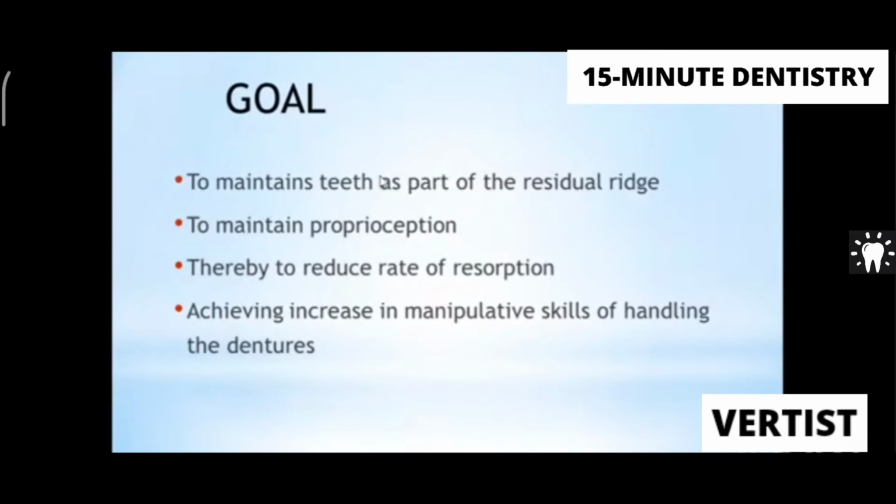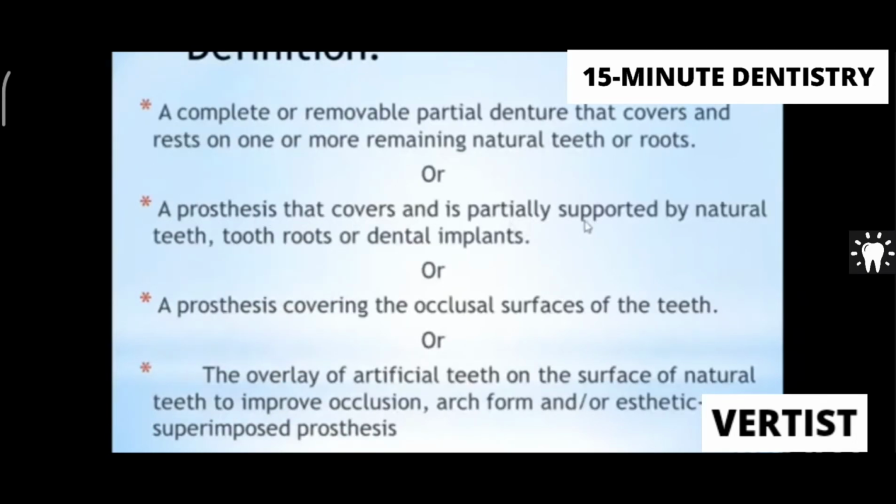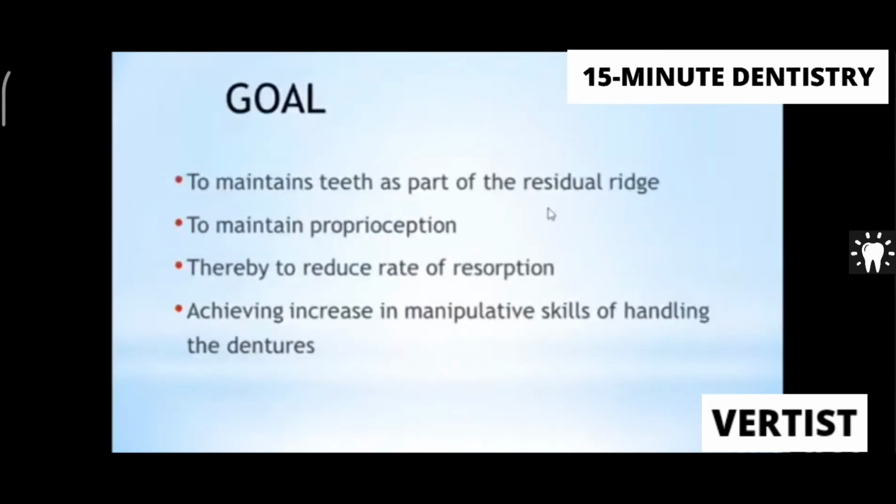What are the goals of the overdentures? So what we want is to maintain the teeth as a part of the residual ridge. This is because you saw the definition, it is only partially supported by natural teeth. Right? It is not completely supported by teeth. So you have to take the support from the residual ridge also. You want to maintain the proprioception. That is some nerve sensation you want to preserve. Right? You want to reduce the rate of resorption of the ridges. Right? And achieve increased manipulative skills for the patient.